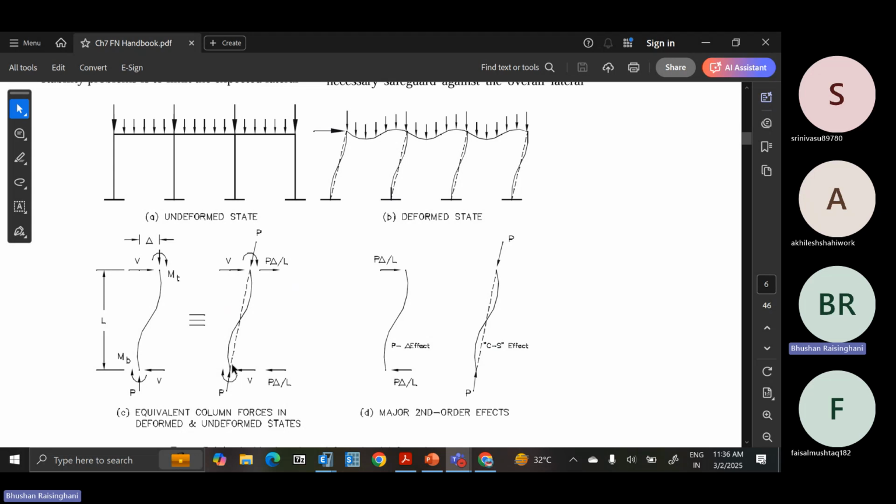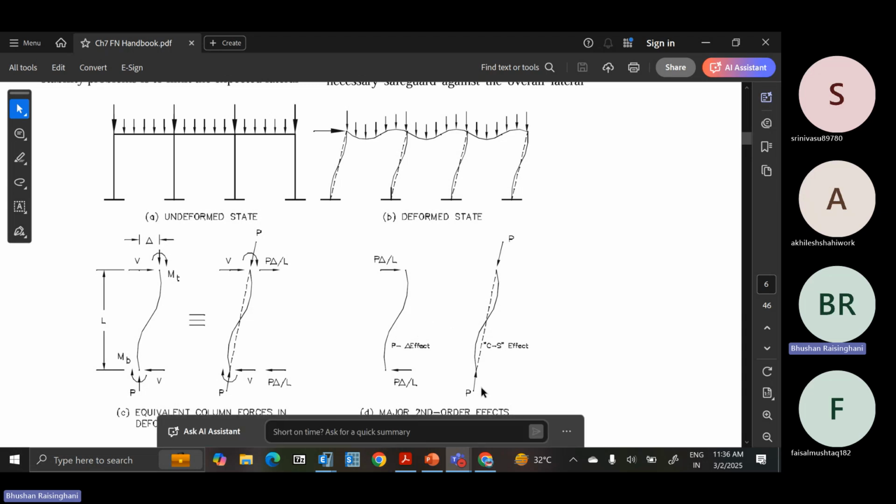That is into the column. You can see that additional moment has got added into this element. Now P delta effect, P delta by L, and this is the column and strut effect, that is the axial force. So that is a combination of the two. That is major second order effects.